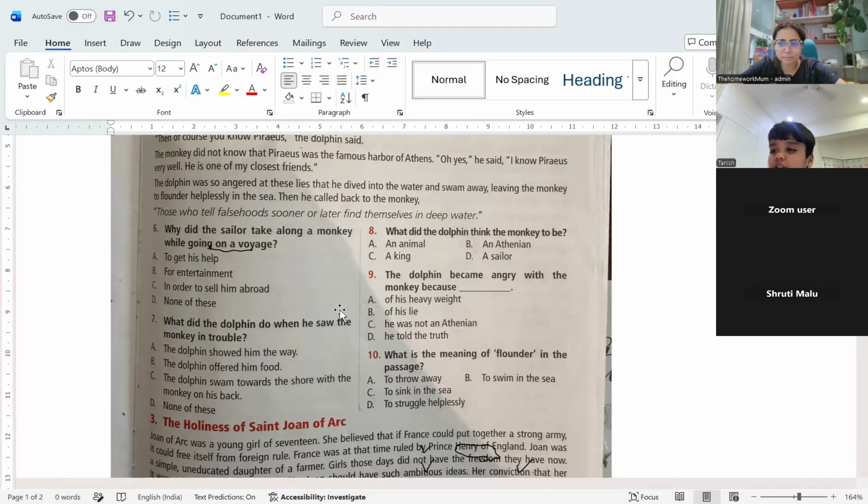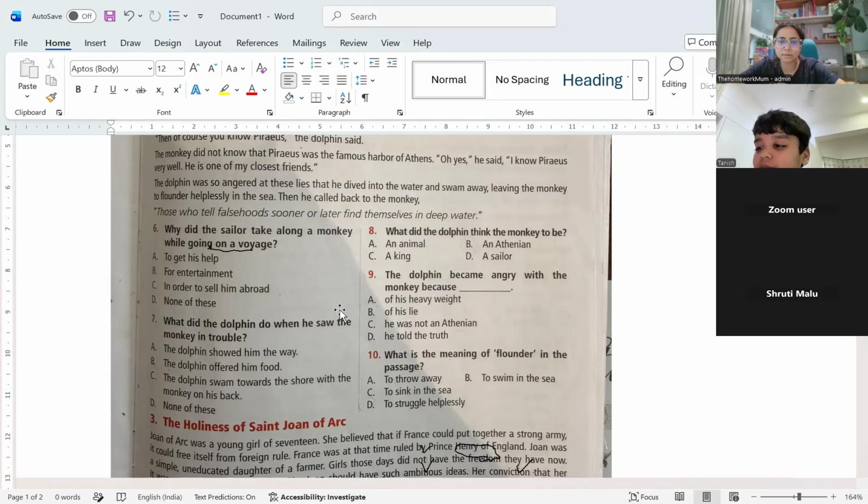With Vishakha ma'am? Yes. Okay, fine. The answer is an Athenian. Okay, question number 9: The dolphin became angry with the monkey because of his heavy weight of his lie. He was not an Athenian, he told the truth. You know this answer also.